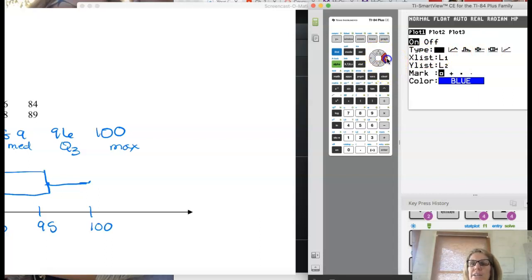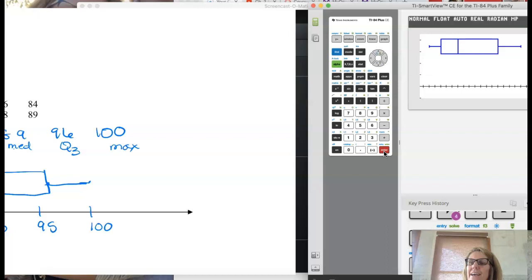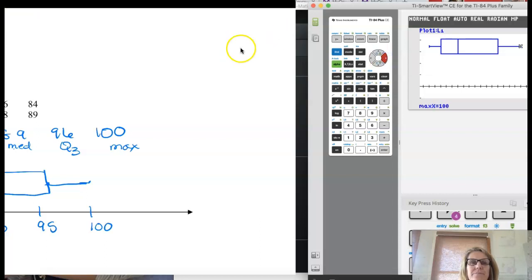Oops, I forgot to hit enter. I got to go back up there, go over, hit enter when my cursor's over that. Now here's the key: we do need to hit zoom and go all the way down to zoom stat so the calculator will adjust the scale. And there's our box plot we just graphed. Now, if you wanted to hit trace, this button right here, you can see it'll tell you the 5-number summary, and you can arrow back and forth on your box plot to see that 5-number summary.